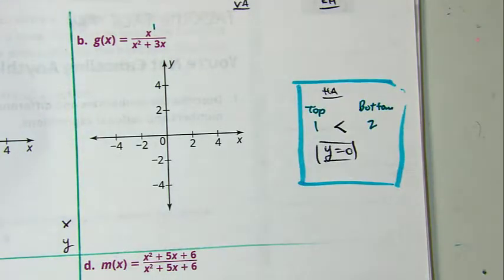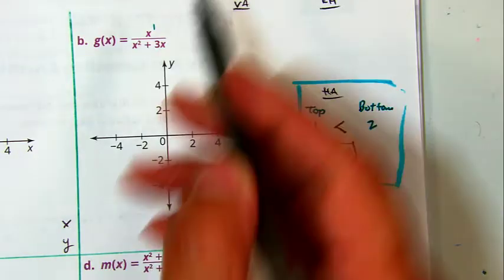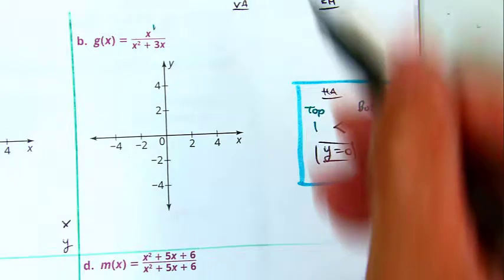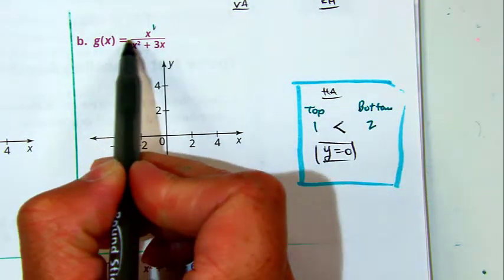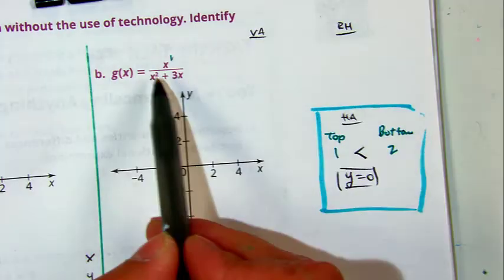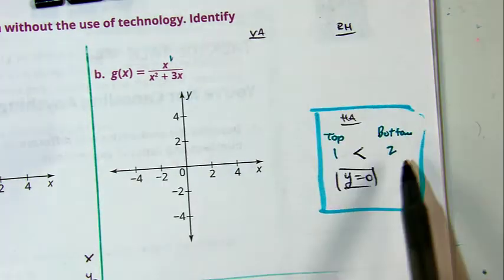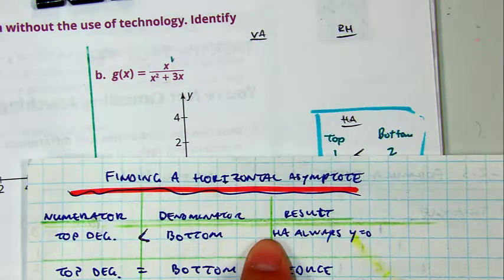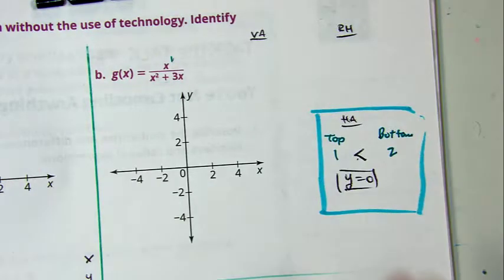Alright, so in B, what Fidel did is he looked at the top degree, which is a 1, and now you're going to have a lot more stuff happening, right? Look at the next problem. You're looking at the highest degree of the denominator. He's 2. You put an inequality there. You're looking at your chart. It's less than. That means your horizontal asymptote is always y equals 0.